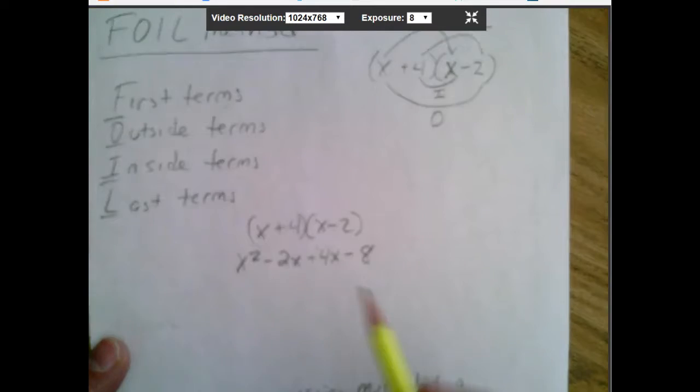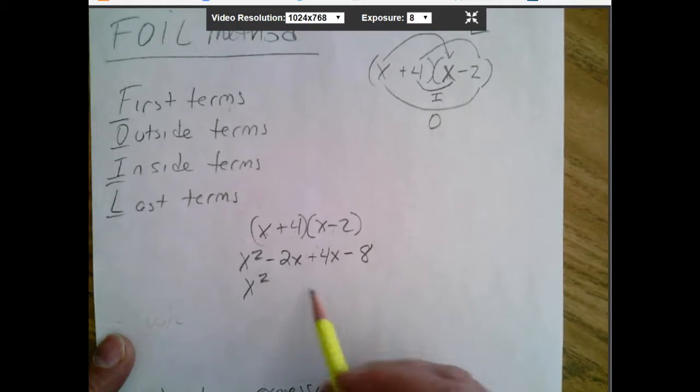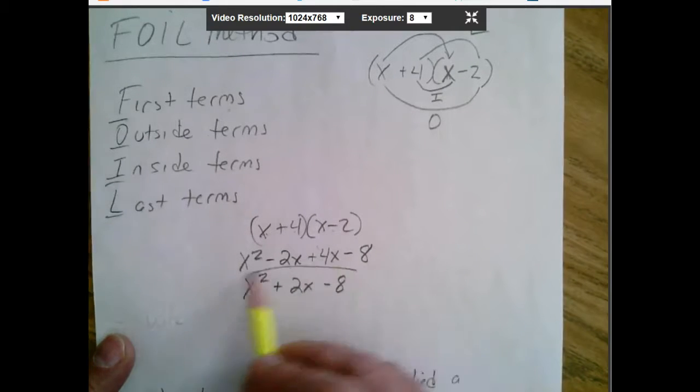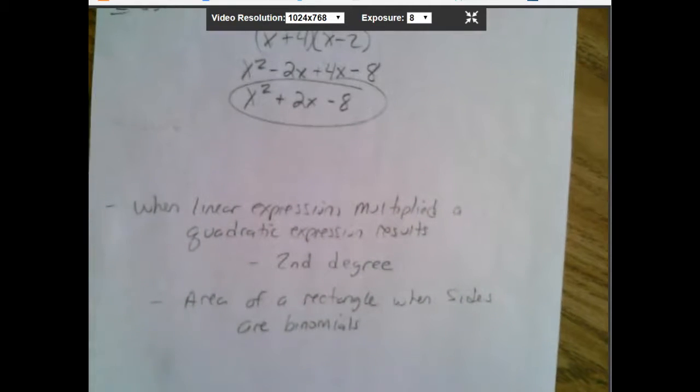And then we're going to collect like terms. x squared doesn't have another term. It's negative 2 plus positive 4. That's going to be plus 2x, nothing for negative 8, and then that's our answer there. Okay, so that's kind of the three methods. And then there's just a couple more things to remember.